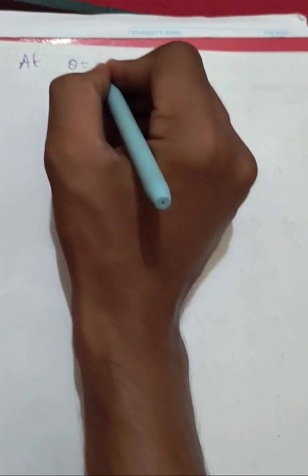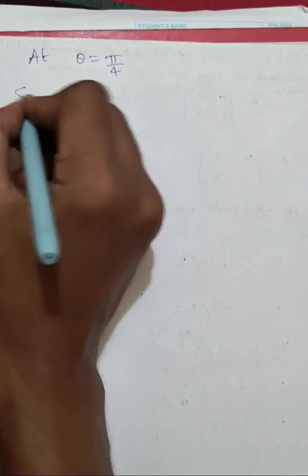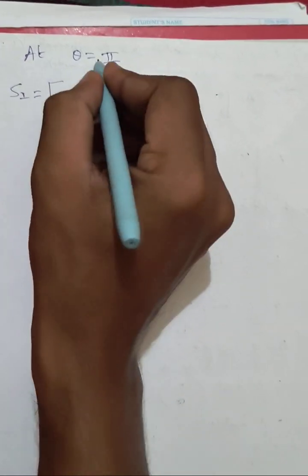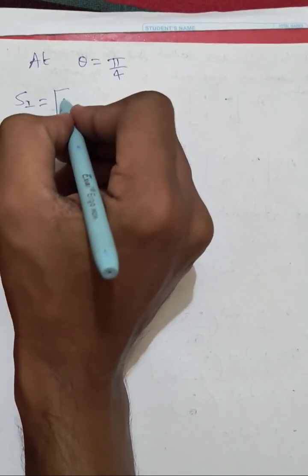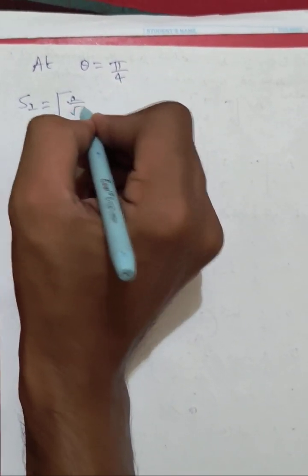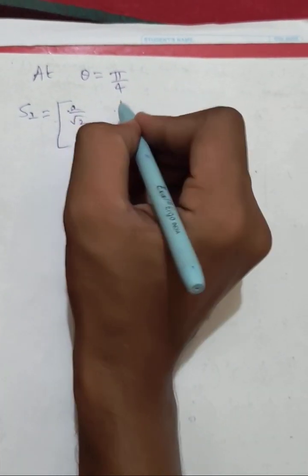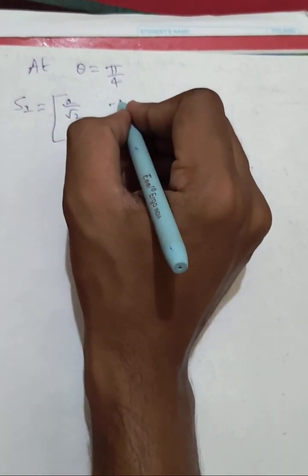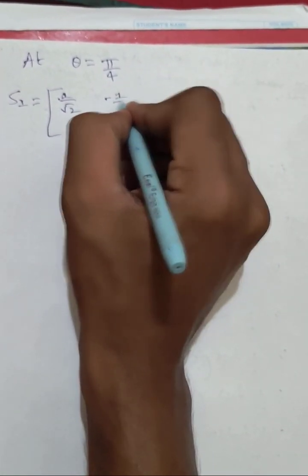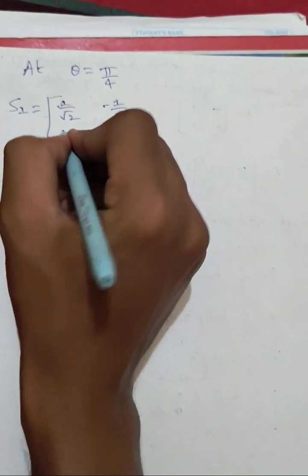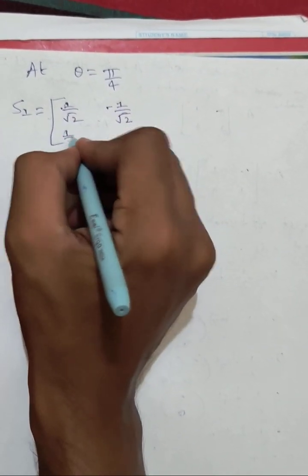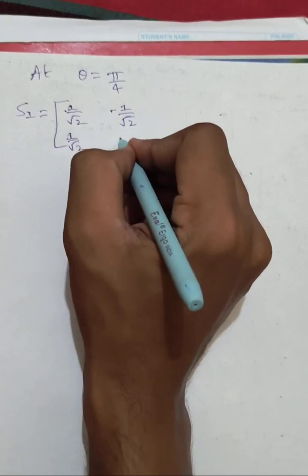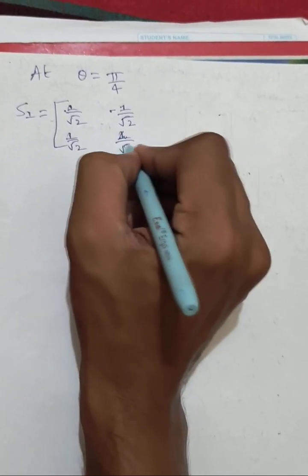At theta equal to pi by 4, S1 becomes: cos pi by 4 is 1 by root 2. Minus sin pi by 4, and sin pi by 4 is again 1 by root 2, so minus 1 by root 2. Then sin theta is again 1 by root 2, and cos theta, cos pi by 4, is 1 by root 2.